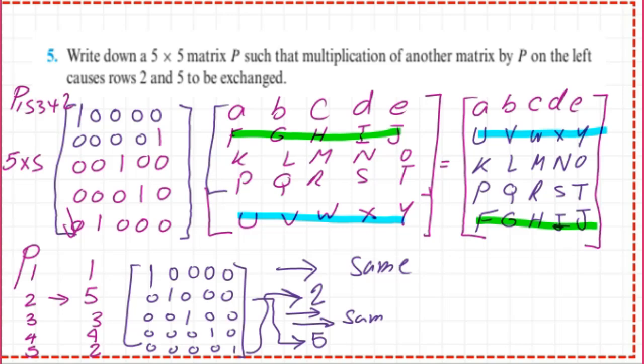For the third row, the 1 is in the third row, third column, and row 4 is expressed as 0, 0, 0, 1, 0. And for the final row in the 5 by 5 matrix, the 1 occupies the A55 position. Now it is required for row 2 and row 5 to be exchanged. So 1 remains as it is, 2 will become 5, 3 remains, 4 remains, 5 becomes 2.